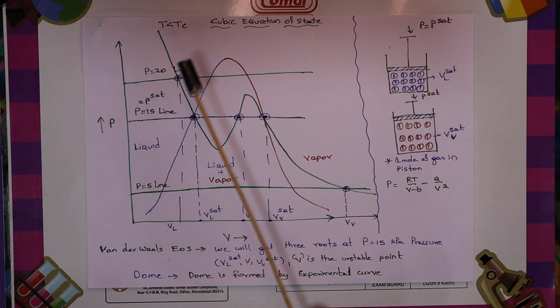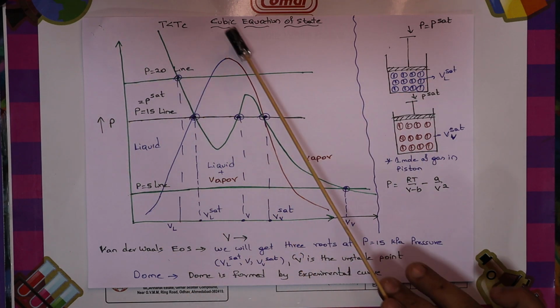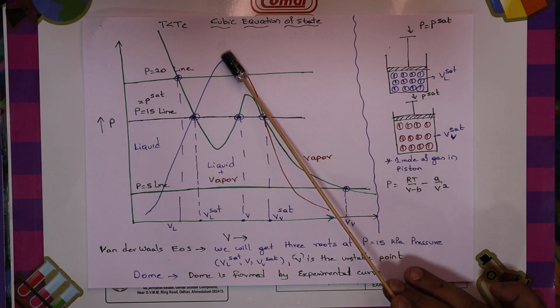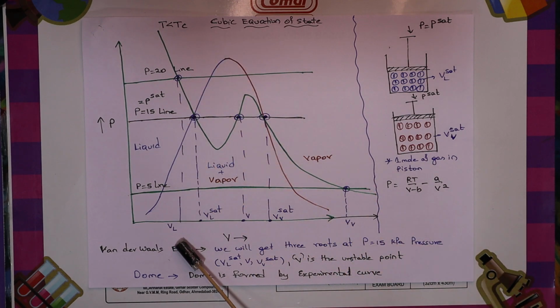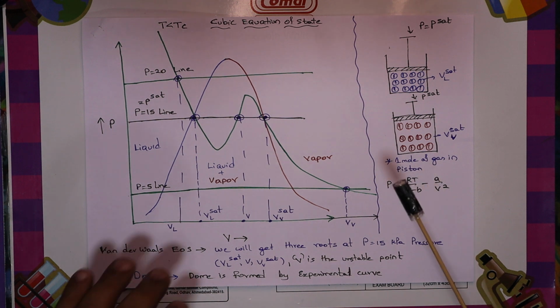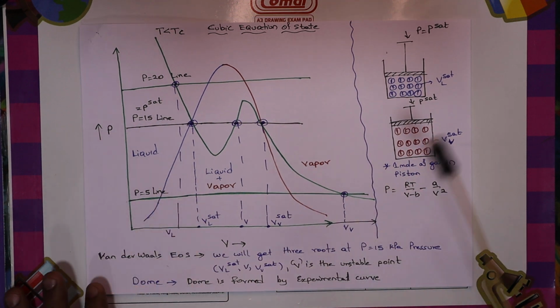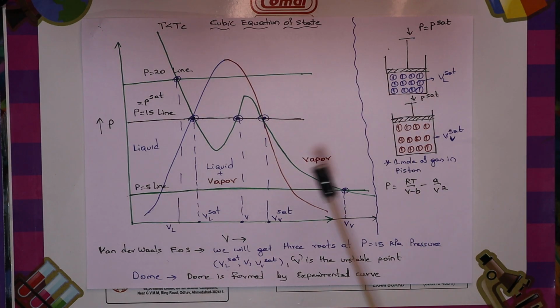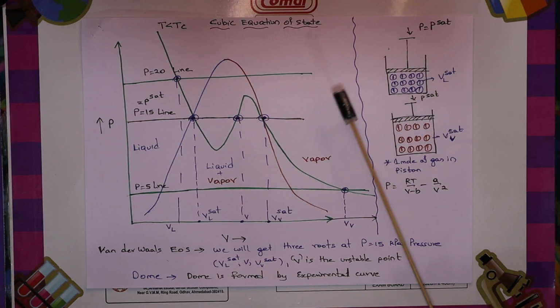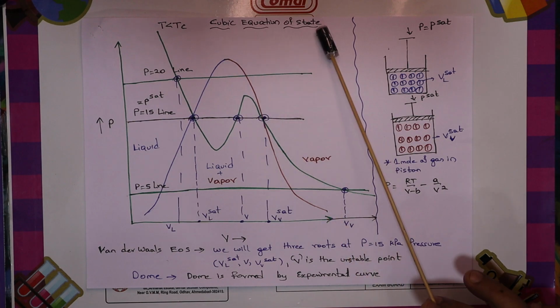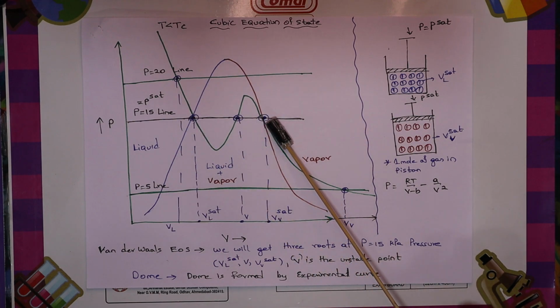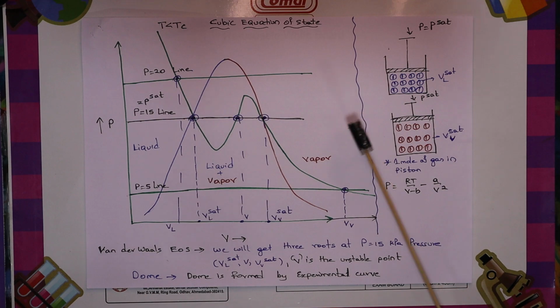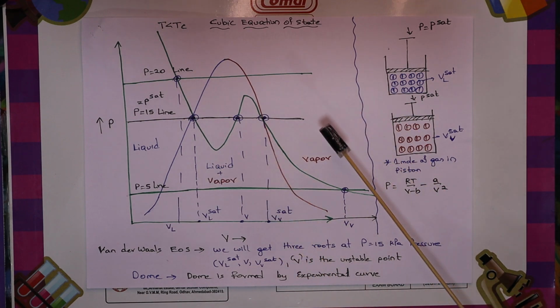So this is how you have to judge whether you are greater than the critical temperature, equal to the critical temperature, or less than the critical temperature. This is the main task. I hope you understood the concept of cubic equations of state, finding vapor volumes and liquid volumes, and identification of phases. Let us move on to the next lecture.